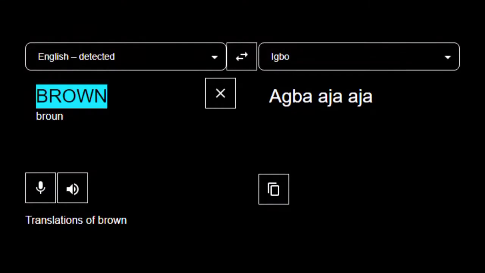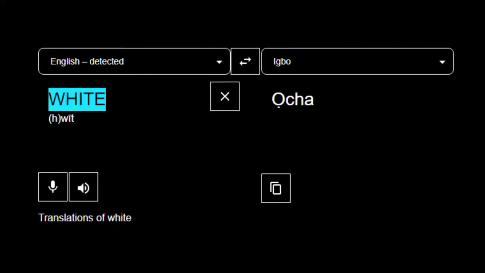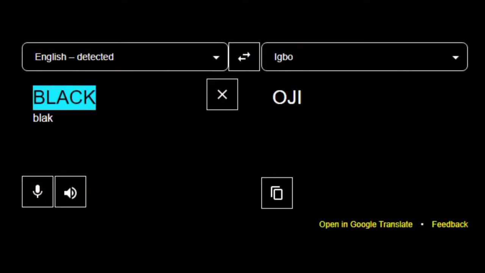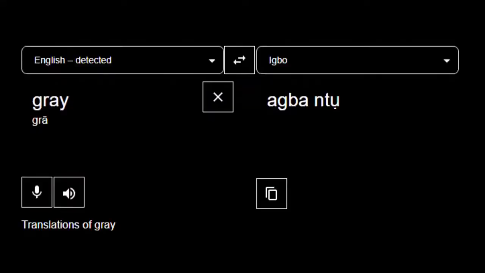We have another one, nto, maọbụ aja, that is brown. I hope you're following. We have another one, popo, that is orange. We have another one, ocha, that is white. Oji, that is black. We have another one, nzu, that is gray.